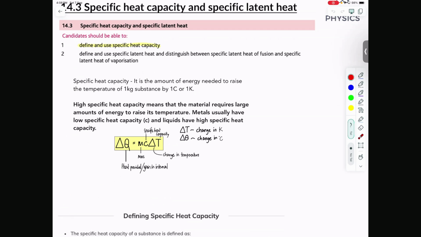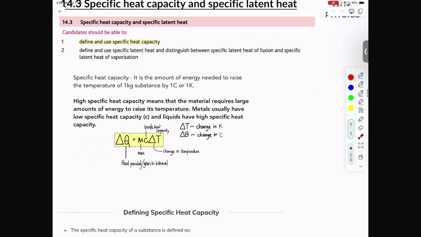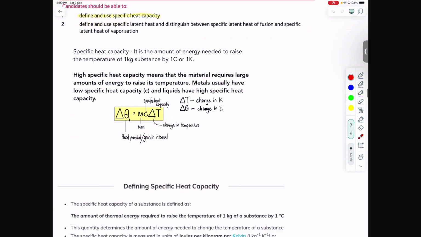Specific capacity is the amount of energy needed to raise the temperature of 1 kg of a substance by 1 degree Celsius or 1 Kelvin, and this is the formula. You had this in your O levels, right? So it's the same thing, nothing different here. Just remember that it's the change that you're finding. Whenever you use the formula, it's always the change value.